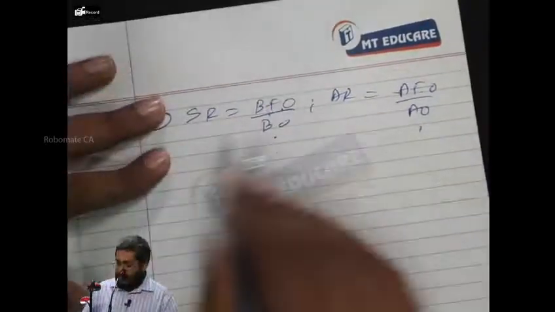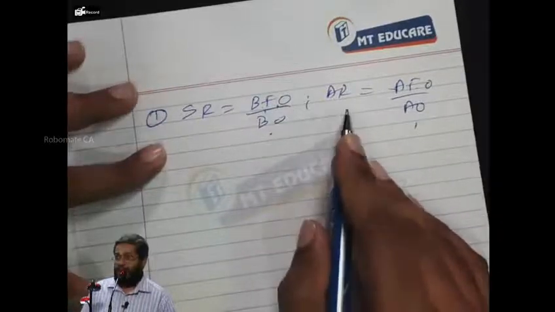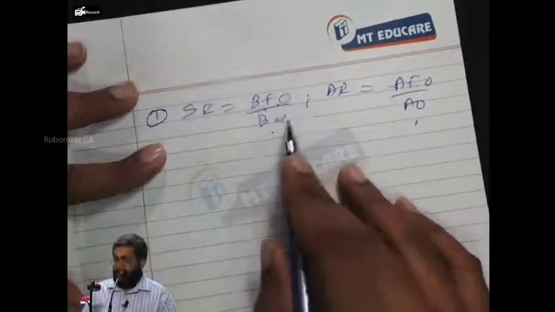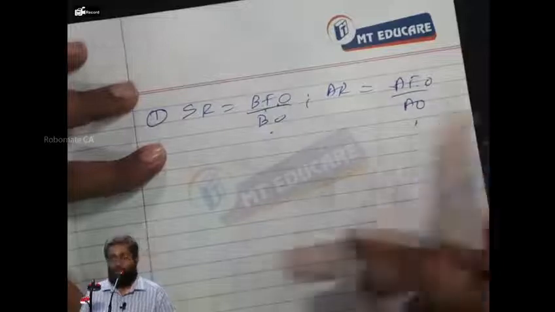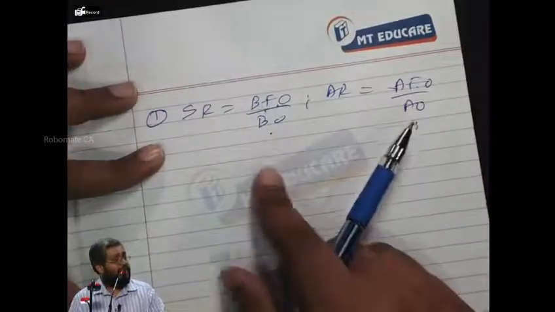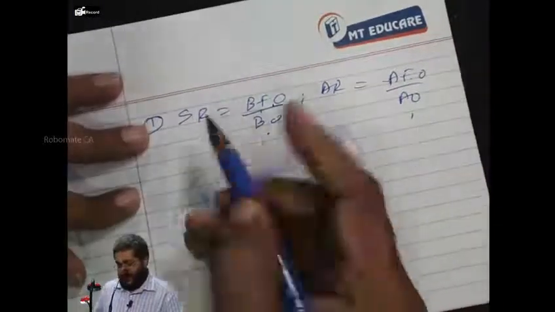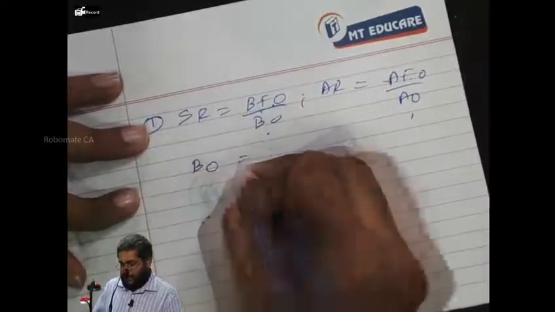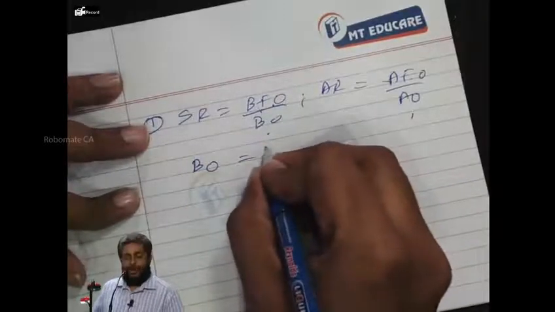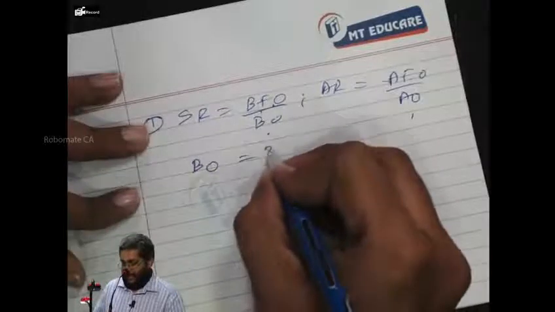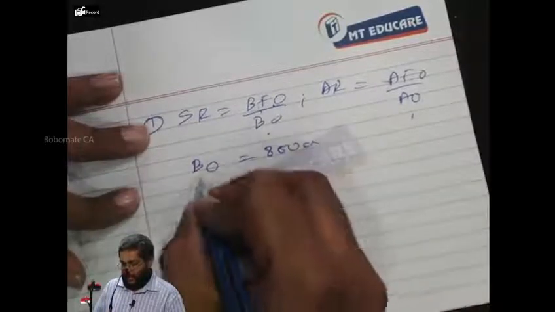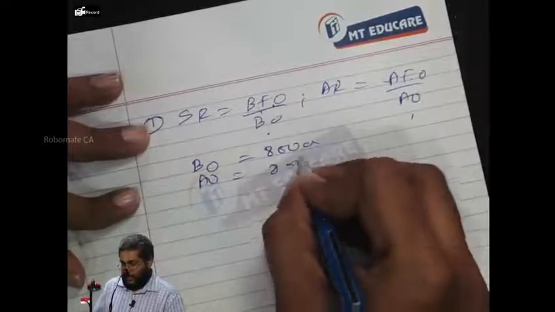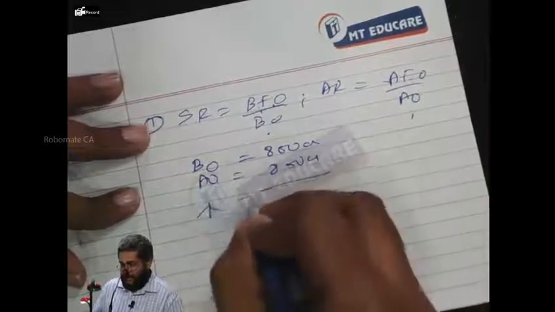Now the denominator difference is called what? Volume variance. I plan to produce BO, I produce what? AO. The denominator difference is called what variance here? Volume variance. Very simple. Tell me, what is my budgeted output? 800 units. What is the actual output? How much extra did we produce?